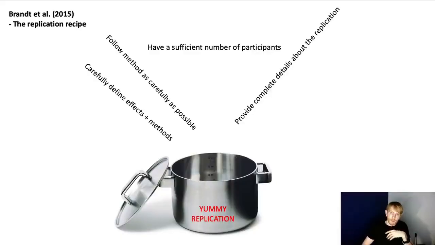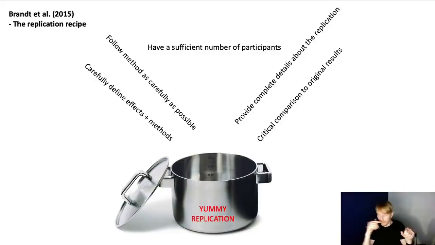You have to make sure you provide complete details about the replication. Other people must be able to assess whether or not your replication was any good. And you have to be critical when comparing to original results. So, for example, it's not just enough to know if you got a significant result and the original study got a significant result. You might not get a significant result for whatever reason, but maybe the effect size, the difference that you caused, was the same, even though your p-value wasn't significant.